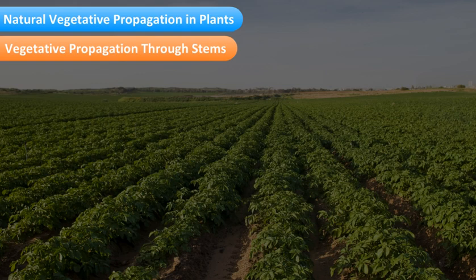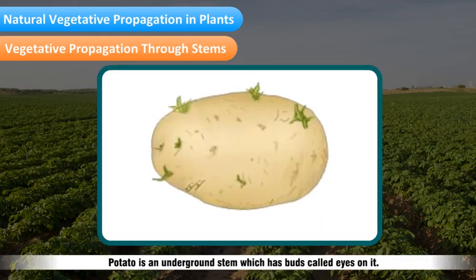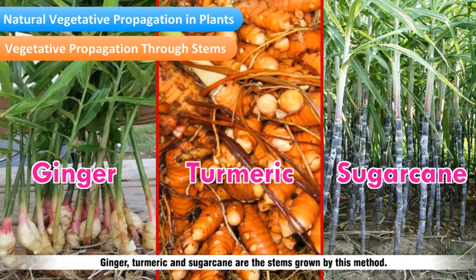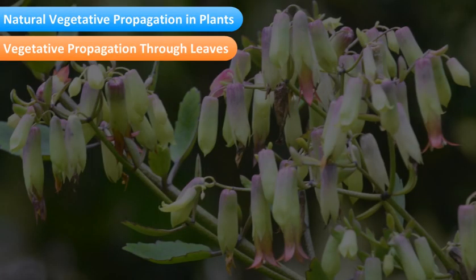Vegetative propagation through stems. Potato is an underground stem which has buds called eyes on it. When the piece containing a bud is planted into the soil, it can grow into a new potato plant. Ginger, turmeric, and sugarcane are the stems grown by this method.